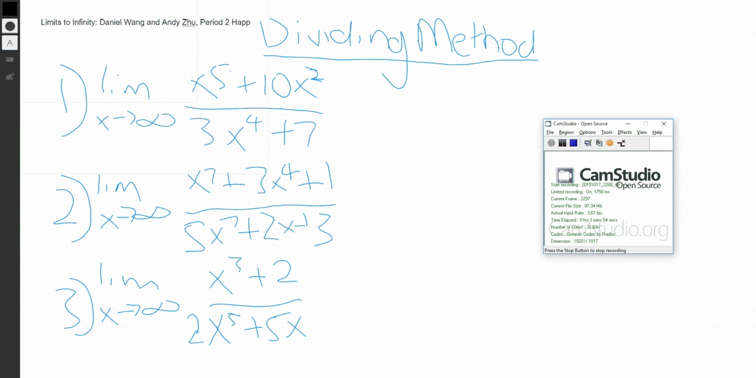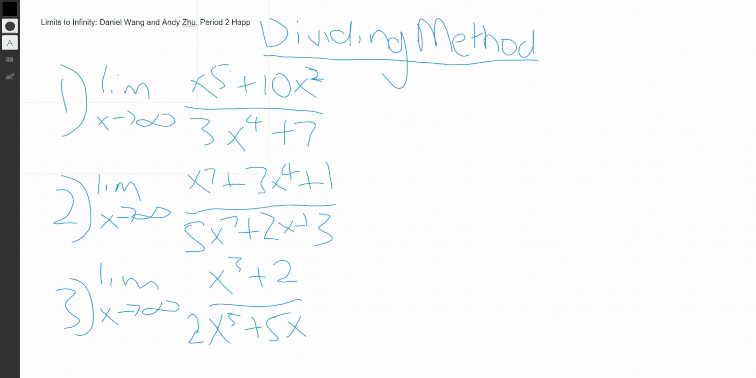In the previous example, Daniel showed how to find the limit to infinity of 1 over x. But usually the problem is much more complicated than something like that. So now we're going to introduce the dividing method, in which you can solve complicated fractions.